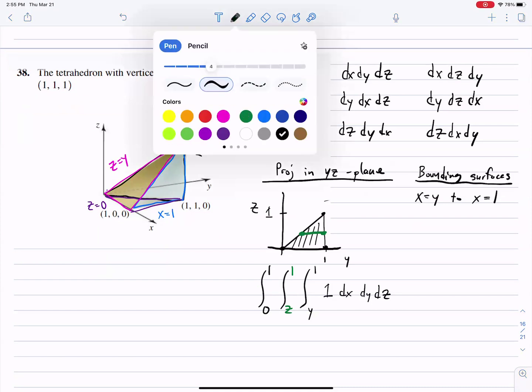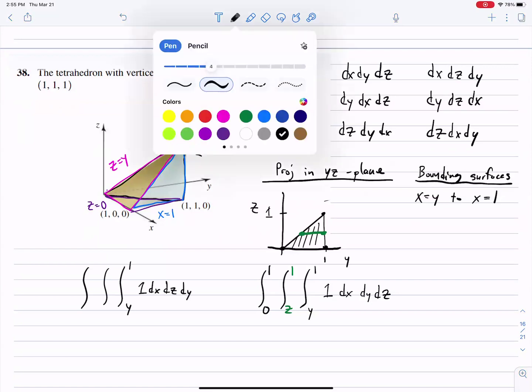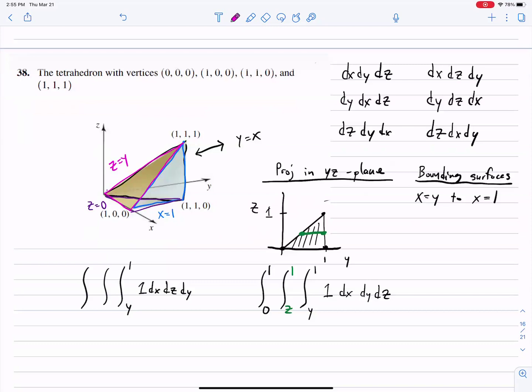Now to do the other way, switching Y and Z is not hard. So we can do that. It's going to be the integral from Y to 1, because that bounding surface is still the same, dx. And now we're going to do dz dy. If we do dz dy, we're going to slice it. Where's Y going from? It goes from 0 to 1.